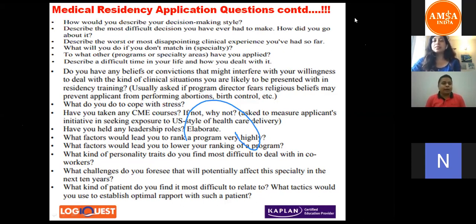And lastly, what kind of patient do you find most difficult to relate to? What tactics would you use to establish optimal rapport with such a patient? Obviously, every doctor would face these kinds of patients in their lifetime. And yes, you will again have to formulate an answer and be ready with it. Okay, fine, I will just crack a joke and be pally with him or something like that. I mean, that's just a vague answer, not an applicable one, but I'm just giving you some options. So you can just formulate your answers.